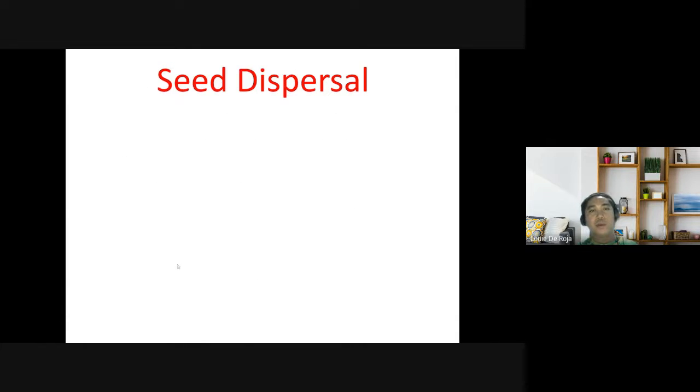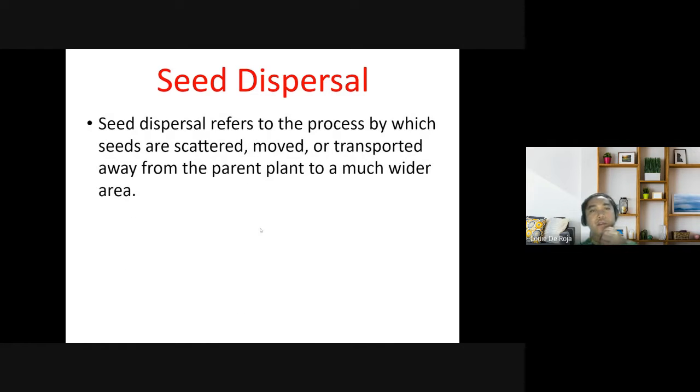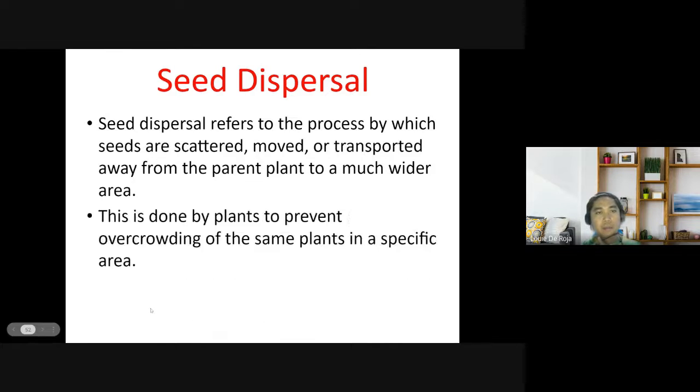Okay, so seed dispersal. Seed dispersal refers to the process by which seeds are scattered, moved, or transported away from the parent plant to a much wider area. So since na-develop na yung seeds, ready for dispersal na siya para tumubo na siya or mag-germinate sa ibang places na malayo doon sa parent plant para hindi sila mag-compete.